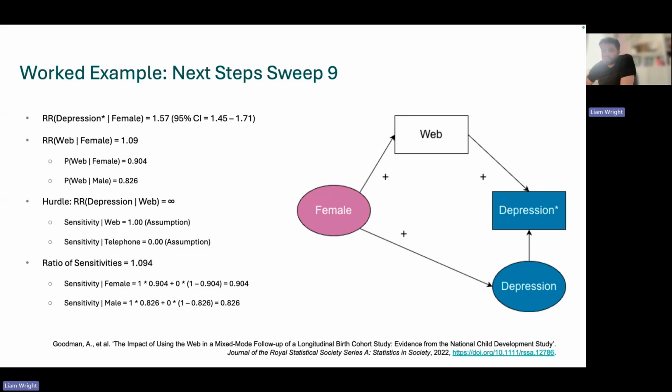So again, even if we assume a very implausible mode effect, it's never going to be the case that no one in the telephone mode who's got depression reports depression. We still wouldn't have enough measurement error. The mode effect wouldn't be large enough to explain the result that we see.